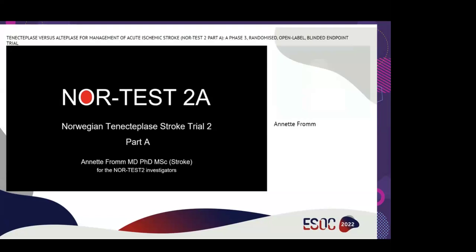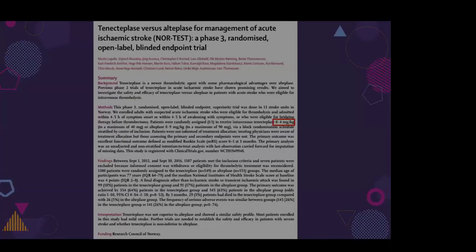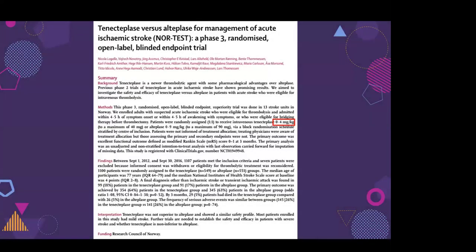So NORTEST 2A. This trial was preceded by NORTEST itself, which was a phase 2 trial, just to show the efficacy. Now, the dose they used was a little bit different in this trial. The dose they used was 0.4 milligram per kilogram. In this NORTEST, they were not able to show any superiority, but they showed a similar safety profile, and that's the whole point of phase 2, to show efficacy and safety.